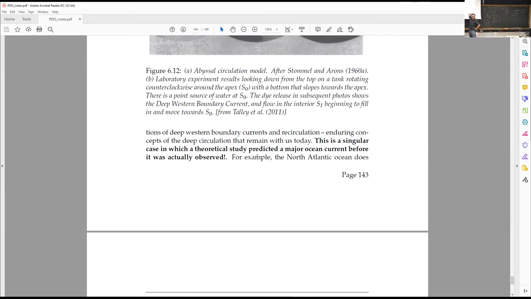And later, after 20 years or so, that deep western boundary current was actually observed. People didn't know it existed. Stommel and Arons said, in this simple theoretical and lab model, we require a deep western boundary transport to balance the mass. And after 20 years, they went to the North Atlantic and they found a deep western boundary current below the coast.